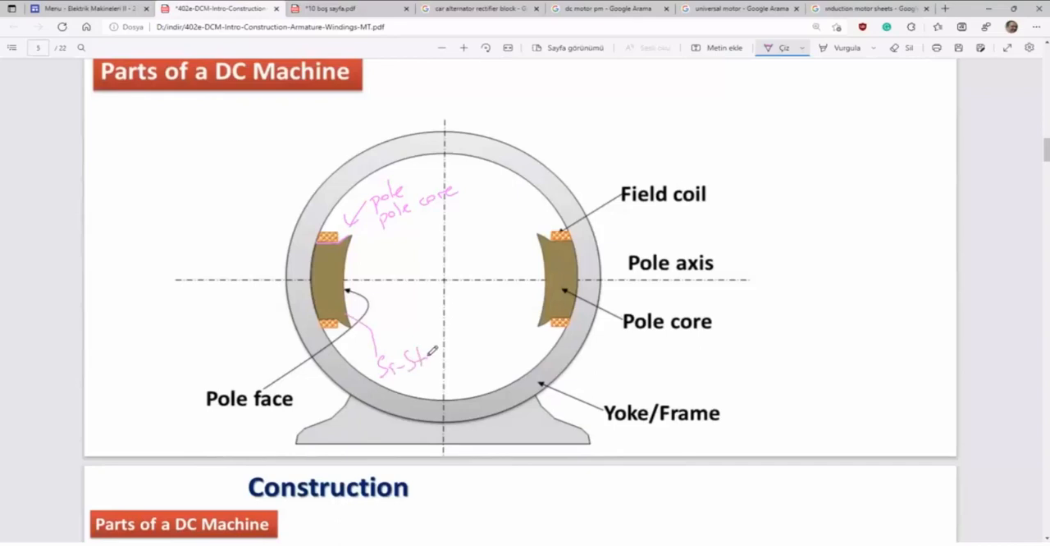Silicon steel sheets are used in pole faces.